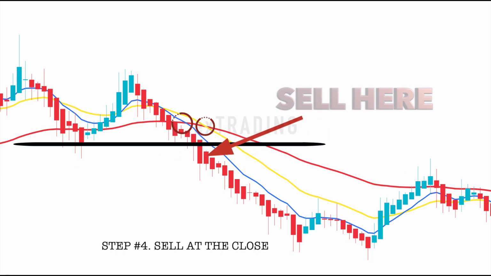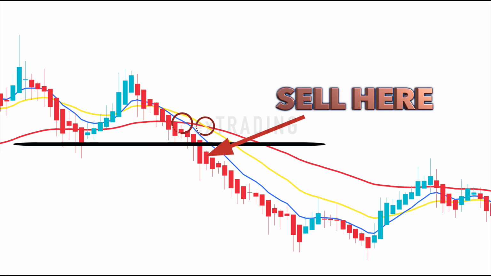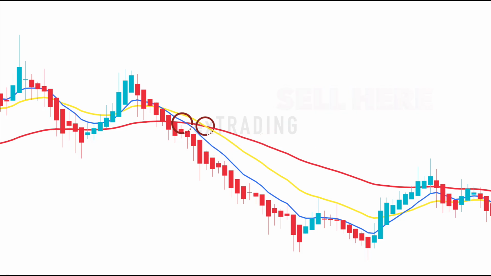Step number 4. Sell at the close of the candlestick following the moving average crossover. Before selling, watch for the previous swing low on the left side. We should only sell from the close of the candlestick that breaks the previous swing low.